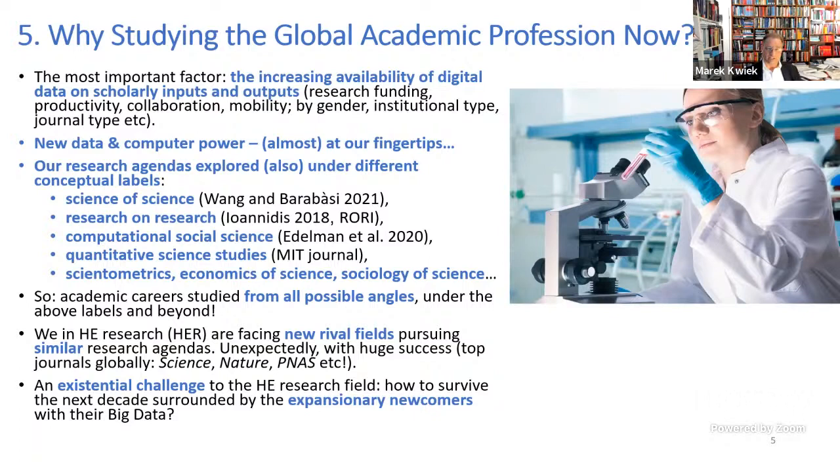We in higher education research are facing new rival fields pursuing similar research agendas. And it's important to remember that these competing scholars and competing fields publish their success stories and their research in top journals: in Science, in Nature, in Proceedings of the National Academy of Sciences, just top journals. So my question is, is it to an extent an existential challenge to the higher education research field? And another question: how do we survive in the future if we are surrounded by these expansionary newcomers and their huge data? How to survive?